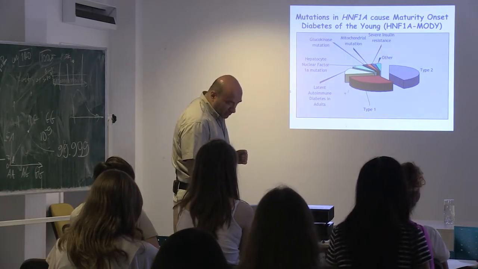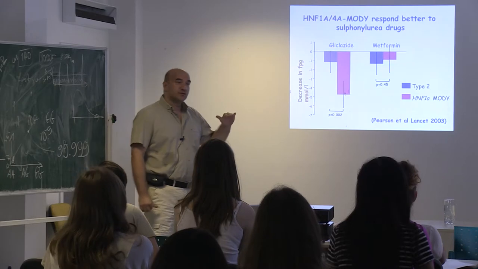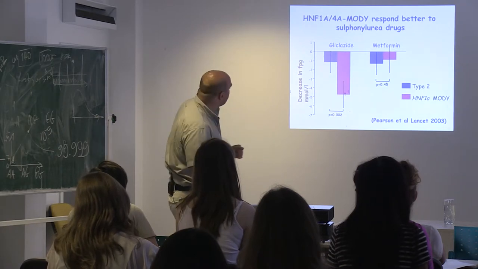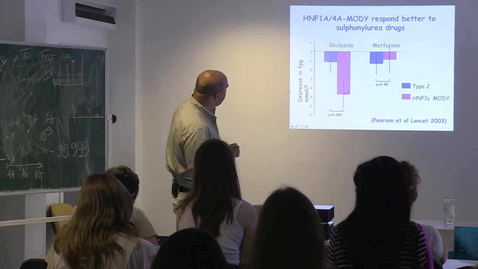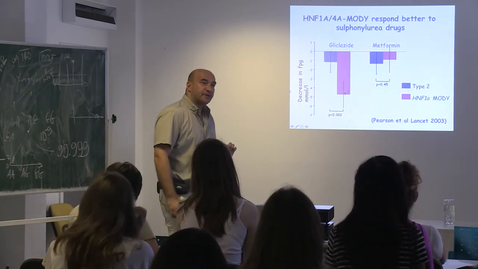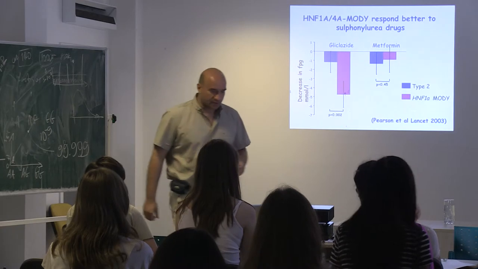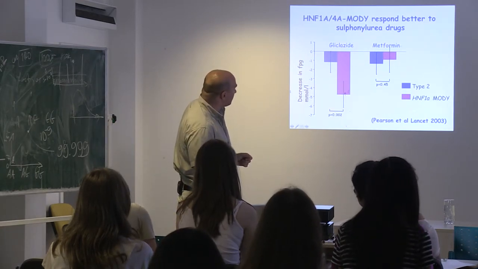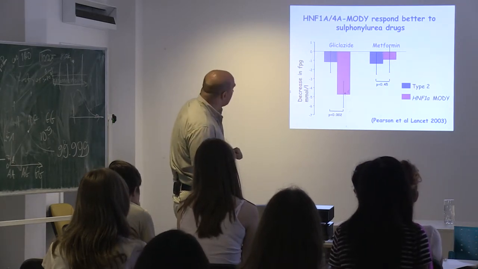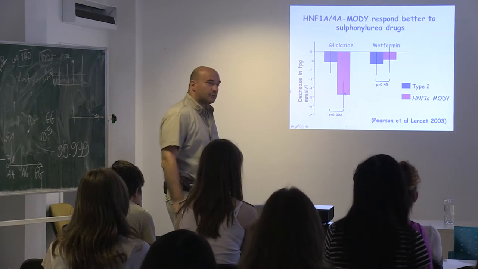An interesting thing about MODY is that there is a very efficient therapy. So very low doses of sulfonylurea are practically resetting the insulin production. If you put people with type 2 diabetes on sulfonylurea type drugs, you don't see much effect. And sulfonylurea is actually being phased out as a therapy of type 2 diabetes because it's not really working. So the majority of type 2 diabetes will get a metformin or something like that, which is having relatively low effects. Their glucose after therapy is decreased by maybe 1 millimole per liter.